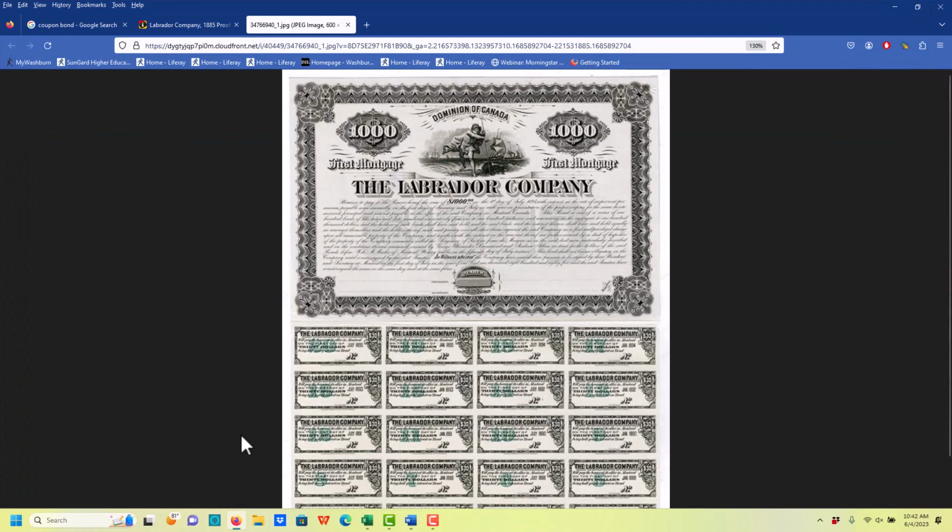So out here we have an example of a coupon bond. This was issued in the late 1800s by the Labrador Company, a company out of Canada. The face value of this bond, and we're going to go through these terms here in a minute, is $1,000 and the coupon is $30. So once a year, in January of each year, if you owned this bond, if you were the investor, you would tear off one of these coupons and you would send it in to the company, and they would send you a check for $30 back.